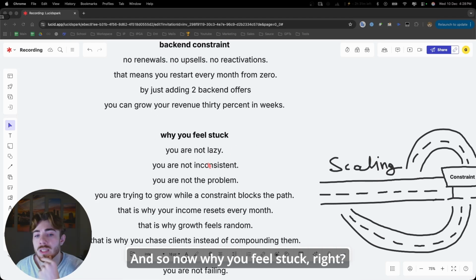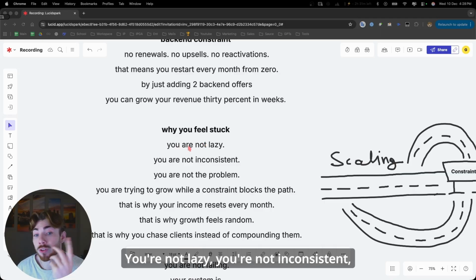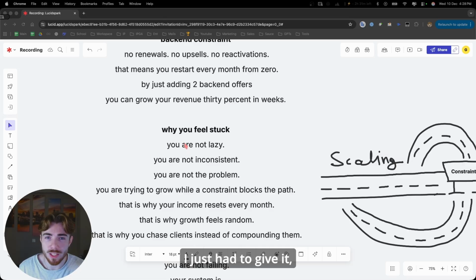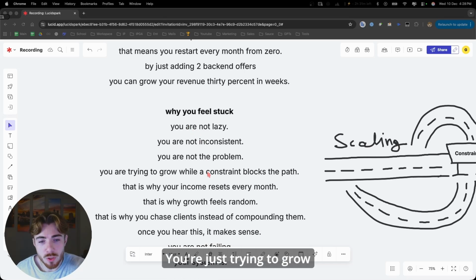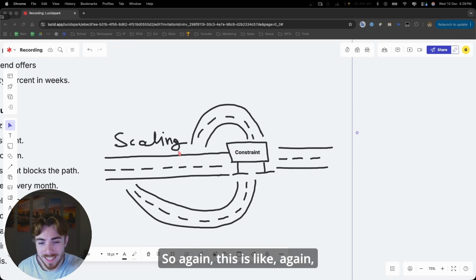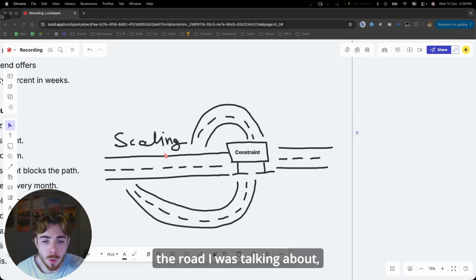And now, why do you feel stuck? So again, I'm going to say the basic stuff here. You're not lazy, you're not inconsistent, and you're not the problem. I just had to get it out of the way. You're just trying to grow while a constraint blocks the path. Again, I'm not very good at drawing. This is you, and this is the road I was talking about, but this time it's about scaling. The more you drive it, the more you scale.